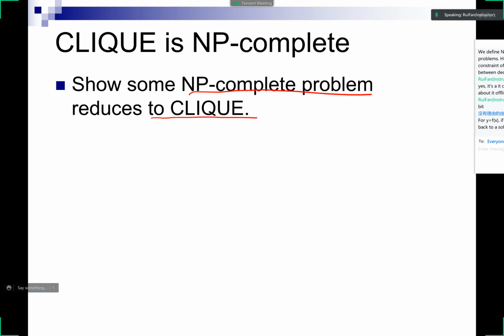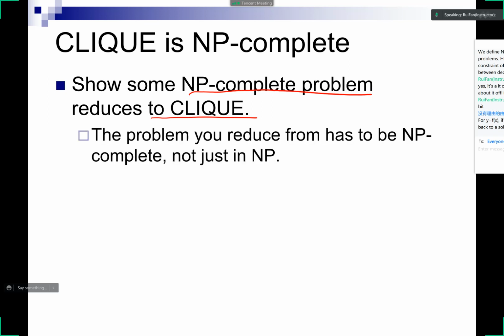We proved a theorem which said that if any NP complete problem reduces to clique, then clique is also NP complete. Notice that the problem you choose has to be NP complete. It cannot be just an NP problem; it has to be one of these hardest problems from NP.